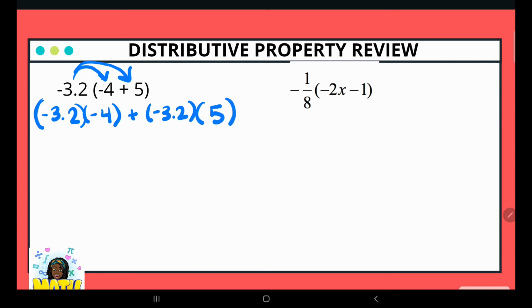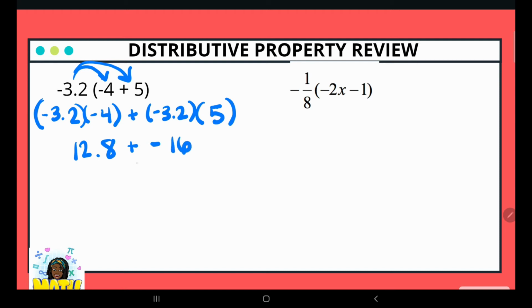Okay. Now, as you know, whenever we have the same signs being multiplied, the answer is going to be positive, right? So 3.2 times 4 is 12.8. You can do the math. And the number is going to be positive because it's a negative times a negative. Now, when I look down here, I'm going to just bring down this plus, but I have a negative 3.2 times a positive 5. So negative times a positive is going to be a negative 16.